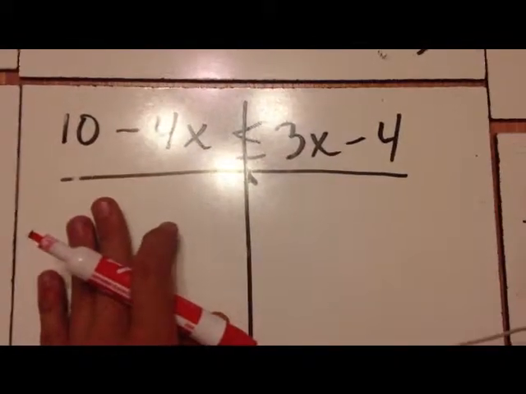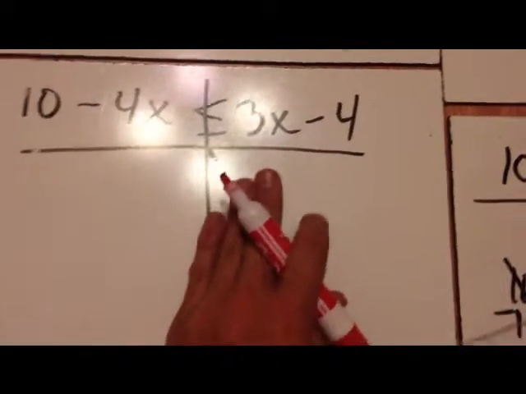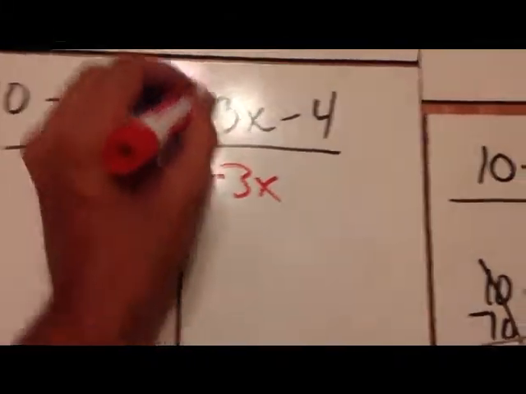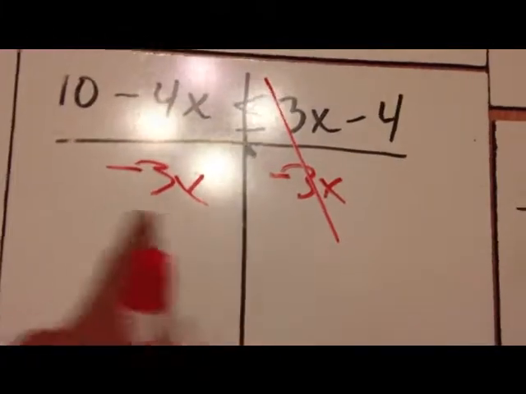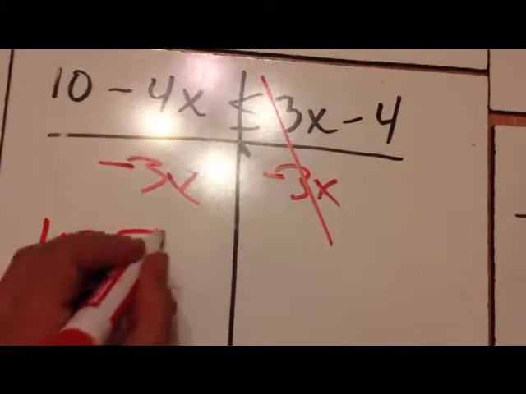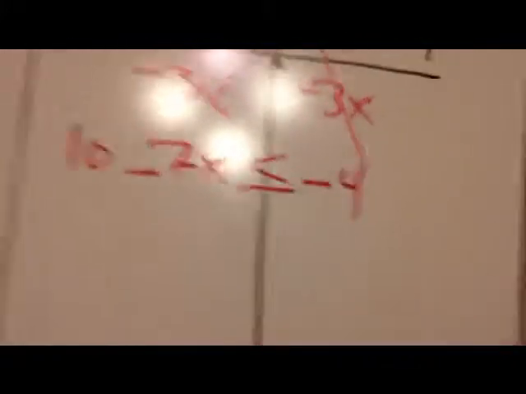So we're forced to move them to the same sides. I want to move my x's with my x's. So the opposite of positive 3x is negative 3x. So you move it over there. The x's cancel out. So we're left with 10, and then negative 4 and negative 3 make negative 7x is less than or equal to negative 4.